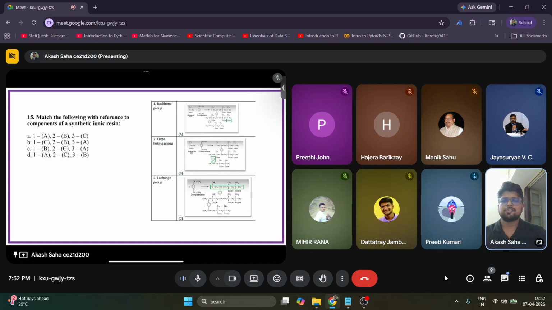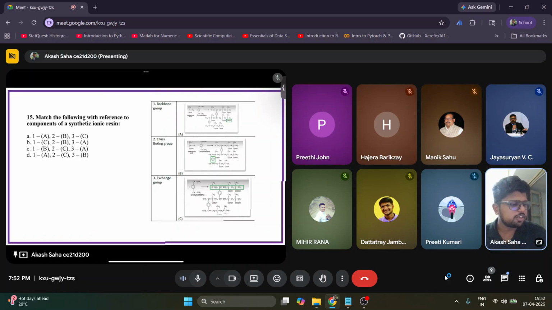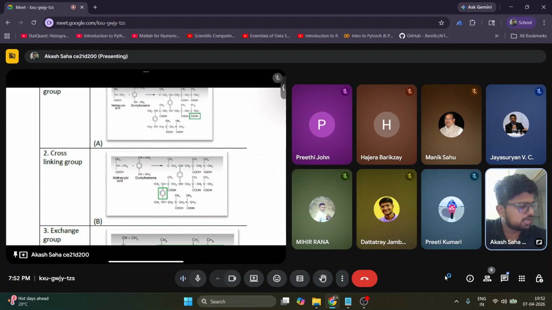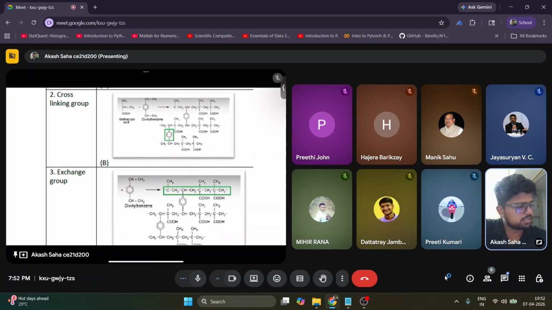Right? Moving forward. I hope you are able to see this clearly. If you are not, just try to zoom in, or shall I zoom? Let us see the question. Match the following with reference to the components of a synthetic ionic resin. In the first one we have a COOH group, a carboxylic group. Then we have a ring structure, an aromatic ring, and then we have a chain.